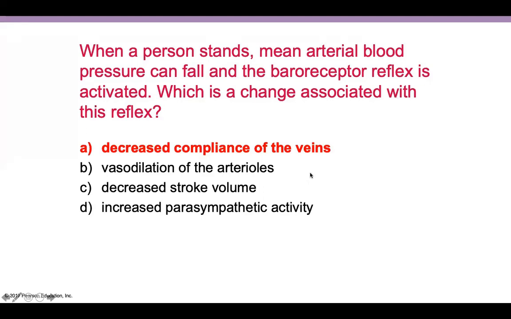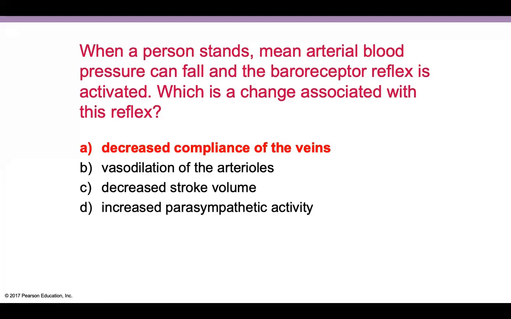Oh wait, hang on here. I may have misread this question, give me a second. Okay, I think I misread this question here.